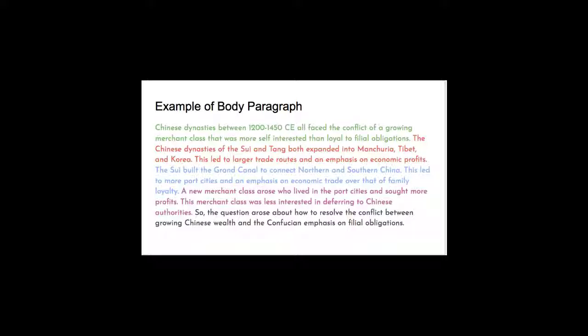Now we have a transition sentence. So the question arose about how to resolve the conflict between growing Chinese wealth and the Confucian emphasis on filial obligations.